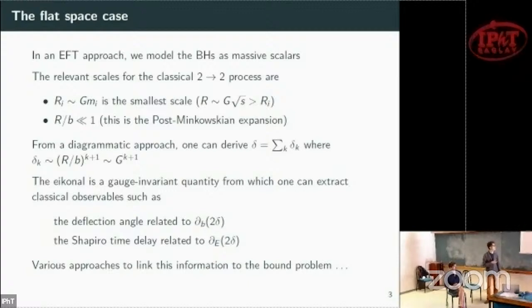You can also, for instance, look at the time delay. So if you want the difference between the time that an object would take in empty space and the time it would take after gravitational interaction is taken into account, that time delay is basically related to the derivative of the eikonal with respect to the energy. So you have all these quantities.